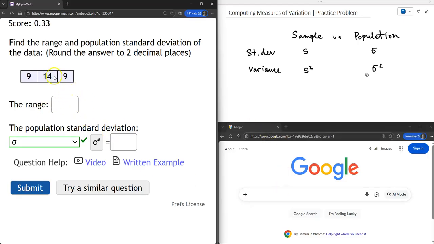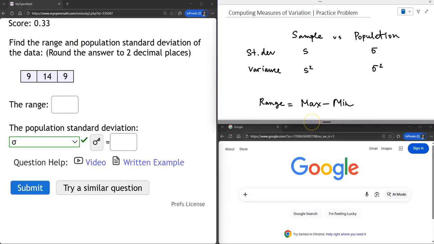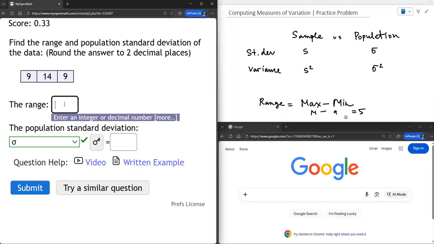The range is pretty straightforward. It's just the difference between the highest and the smallest observations in the data set. So the range is simply the max minus the min, and the max here is 14, the min here is 9, so 14 minus 9 equals 5. That is something that you should be able to do by hand. You don't need special technology.